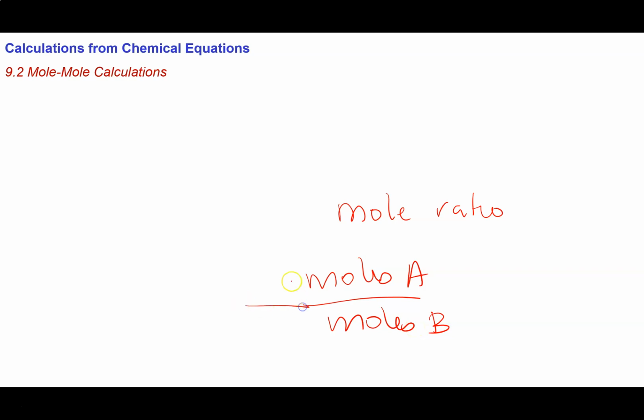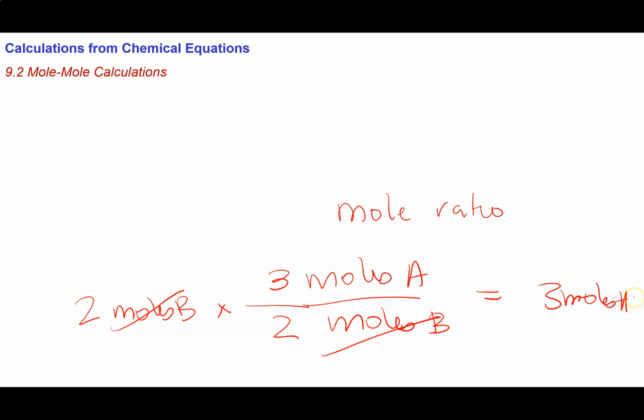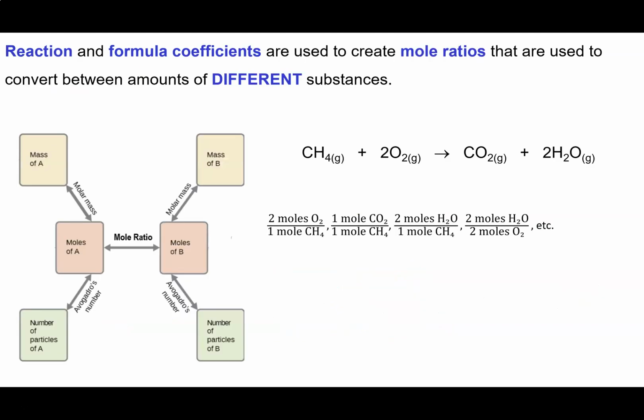So it might look like something like this, where you have 3 moles of A for every 2 moles of B. So if I multiply this by 2 moles of B, you can see what happens. It turns it into moles of A. Alright, so we use this to do what we call a mole-to-mole calculation. It takes moles of one thing and turns it into moles of another thing.